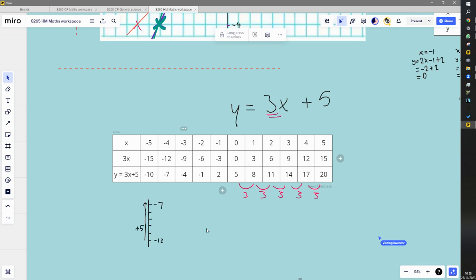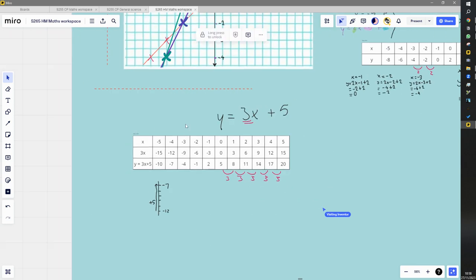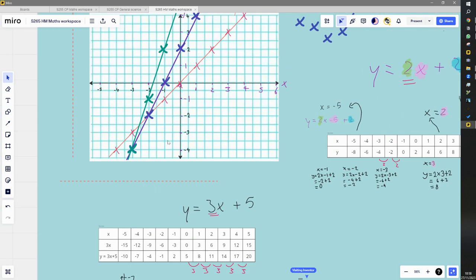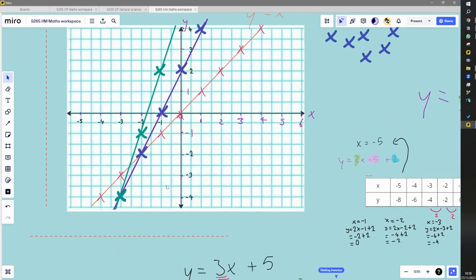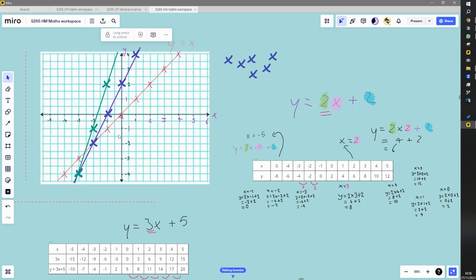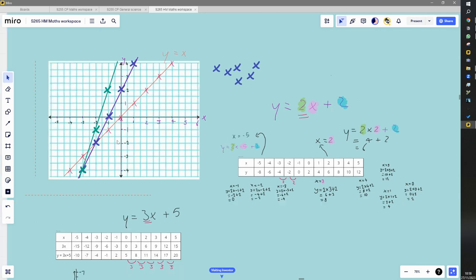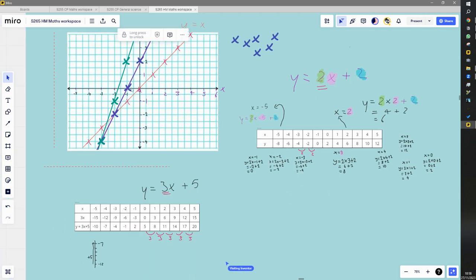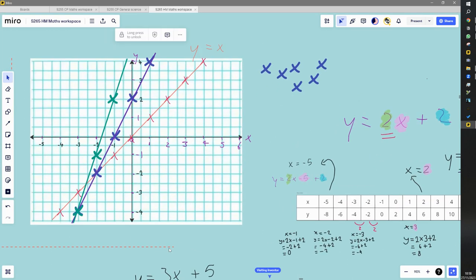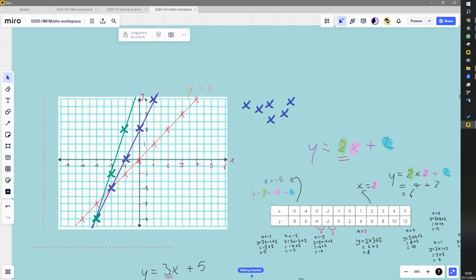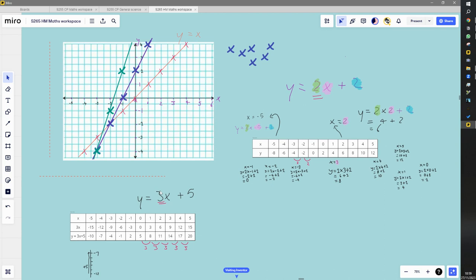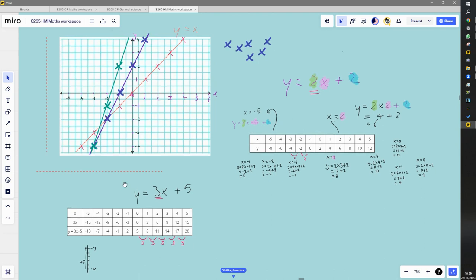It only goes up in 3's, or the other one goes up in 2's, if x is going up in 1's, okay? Later on, we'll understand that this is related to something called the gradient. For now, we'll just briefly point out that the red line is the least steep. The purple line, which is y equals 2x plus 2, is steeper. And the green line, y equals 3x plus 5, is even steeper. So this number before the x gives us an idea about how steep the line is. But we won't go into any more detail after that.